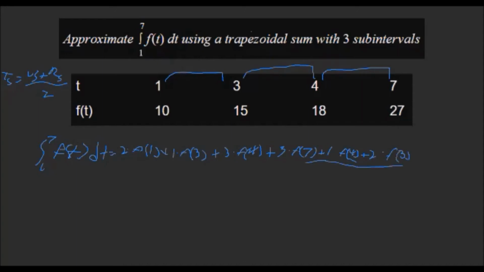So from here, we can substitute our values in. f(1) is 10. f(3) is 15. f(4) is 18. f(7) is 27. f(4) is 18, and f(3) is 15. So we have all our values in place. I've already done the calculations. This is equal to 109. Sorry, I should have indicated earlier that this should be an approximation sign since we are approximating. But that is the approximation for this value.